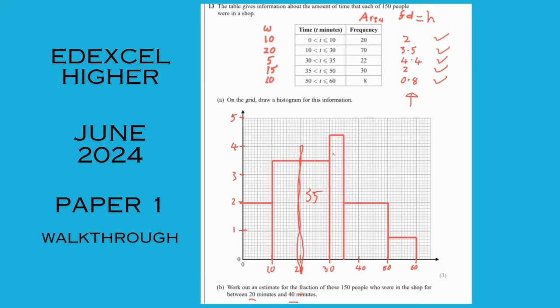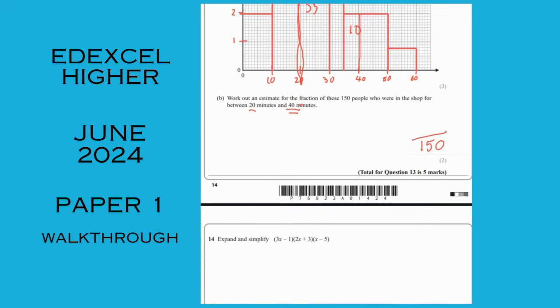The next bar is all 22 people because it includes the whole lot. And the next one goes up to 40. So it's a third of the final bar. And the final bar is a nice 30. So there's 10 in there. 35, 45, 55, 65. We're getting 67 people as our best estimate between those limits.